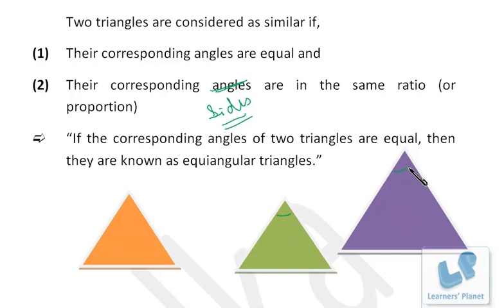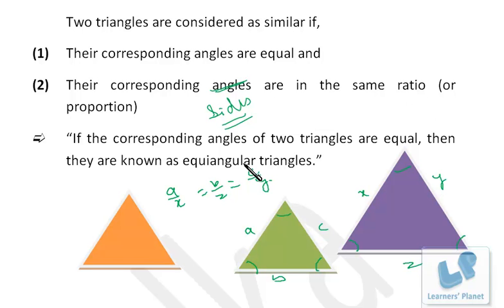Since this angle is equal to this angle is equal to this angle is equal to this angle, right? The sides are in proportion. That means A, B, C, X, Y, Z, right? So A by X is equal to B by Z is equal to C by Y, right? That means the sides are in proportion. That means these two triangles are similar, right? So what are the conditions? Their corresponding angles are equal and their corresponding sides are in the same ratio or proportion.